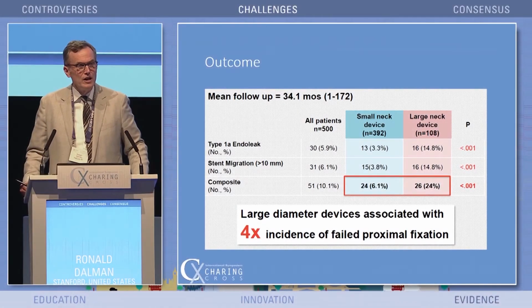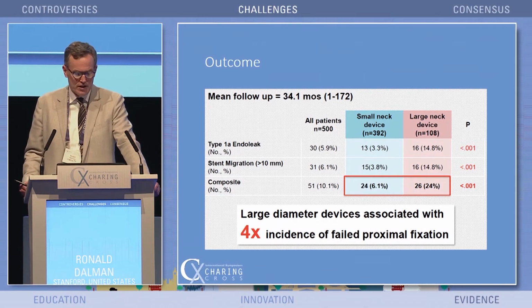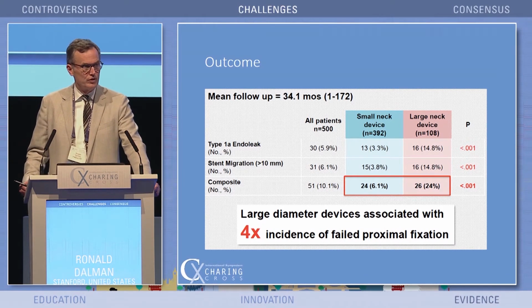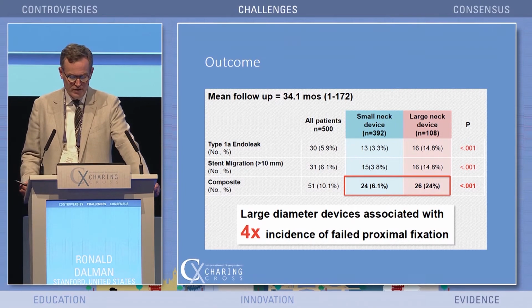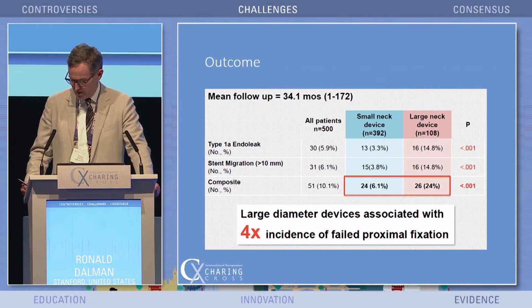You can see almost eerily similar results to those previously published by Hens Verhagen using a range of devices, not strictly the Medtronic Endurant, showing a nearly four-fold increase in proximal device failure or type 1 endoleak using this composite endpoint, suggesting the problem is not the device but the aorta itself.